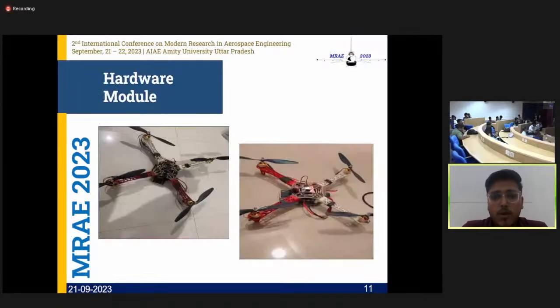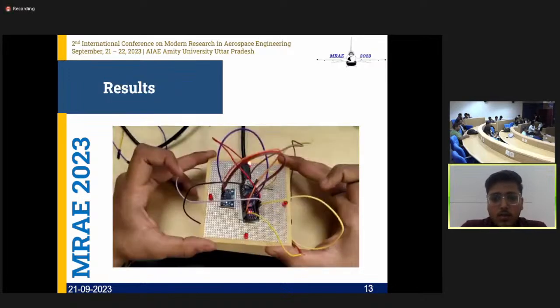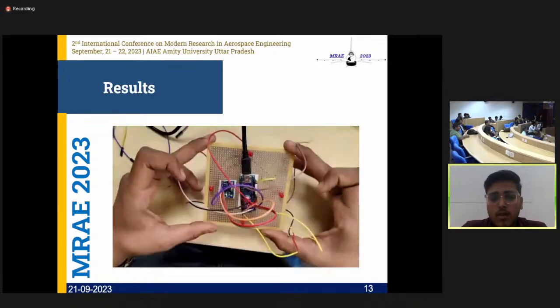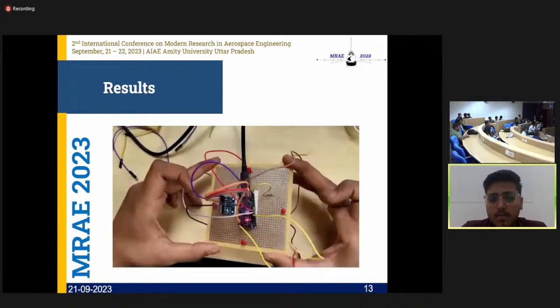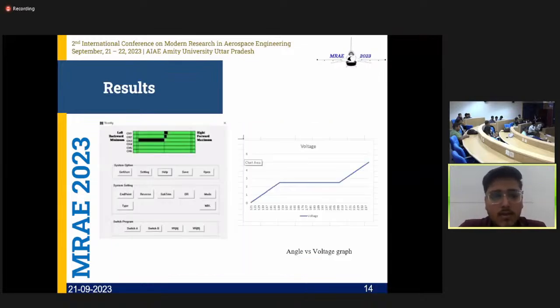So this is the hardware module that we have used. This is the drone that we have made. And this is the gesture circuit diagram, where we have used the ADXL, Arduino Nano, power supply, as you can see, and the X9C103. So this was an earlier version of how the gestures were being detected. And then coming to results.